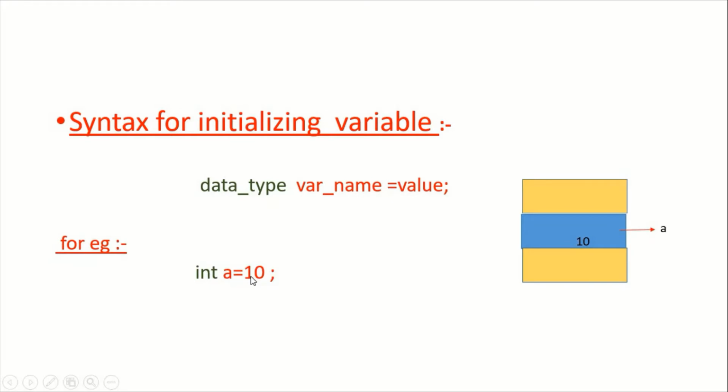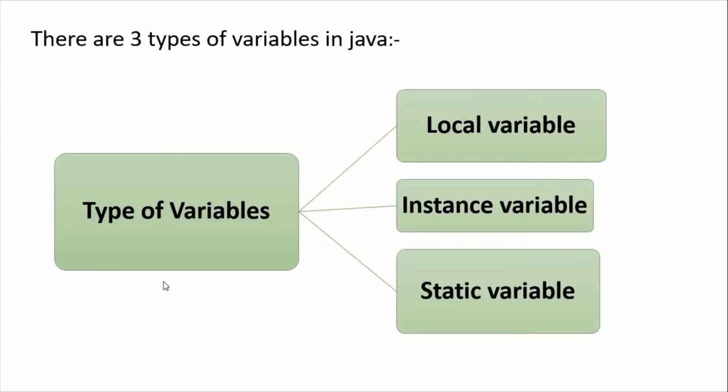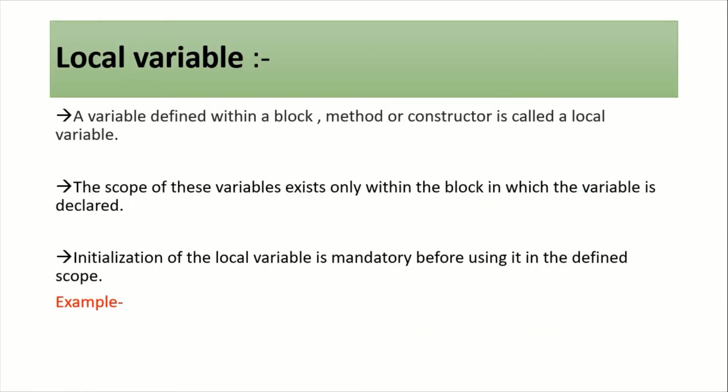value which we want to store in the memory. Next, there are three types of variables in Java: local variable, instance variable, and static variable. Local variable. A variable defined within a block, method, or constructor is called a local variable. The scope of the local variable exists only within the block in which the variable is declared. Initialization of the local variable is mandatory before using it in the defined scope. If we don't initialize local variable, then compiler will give you an error.